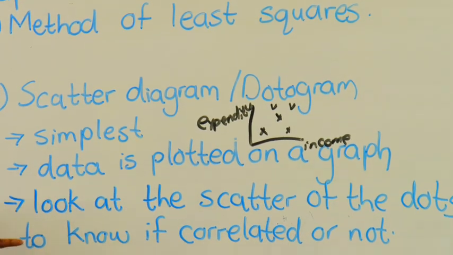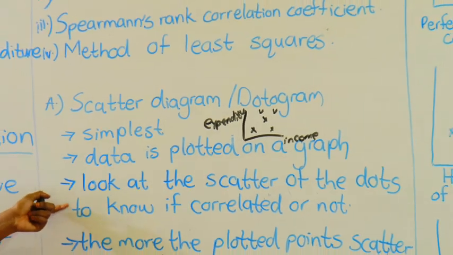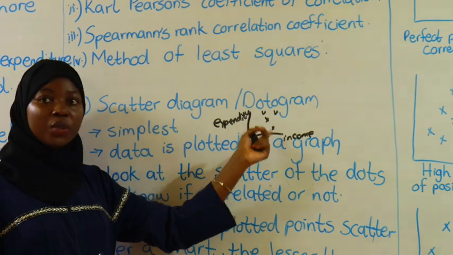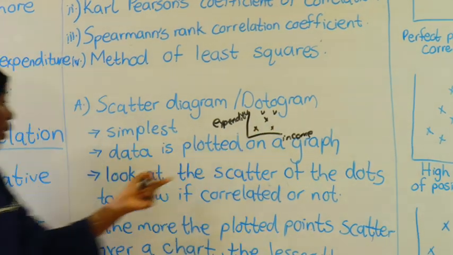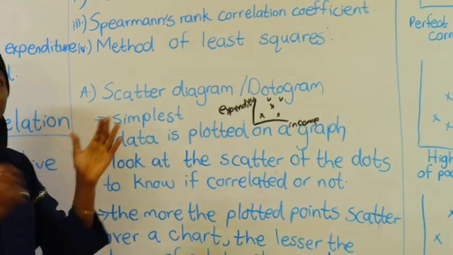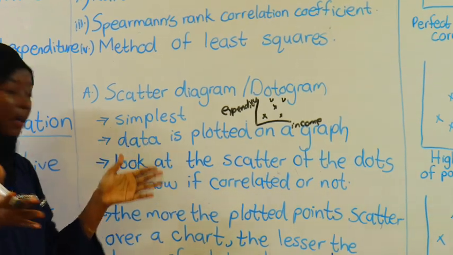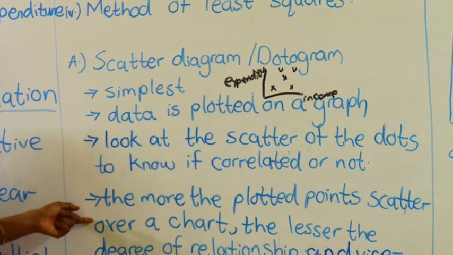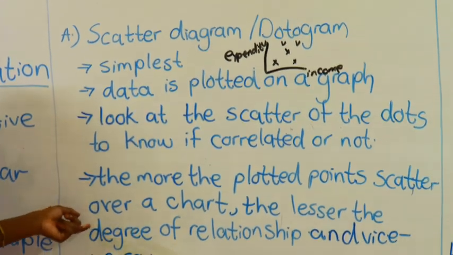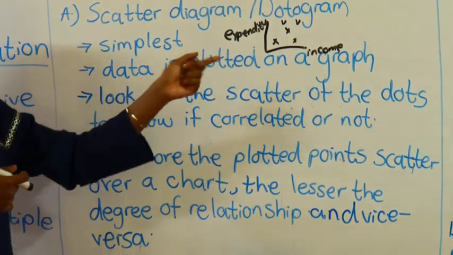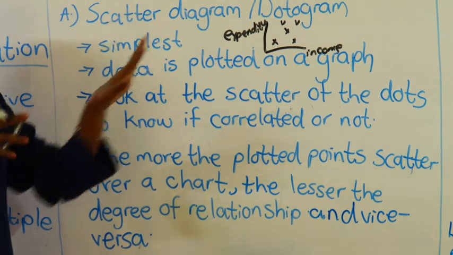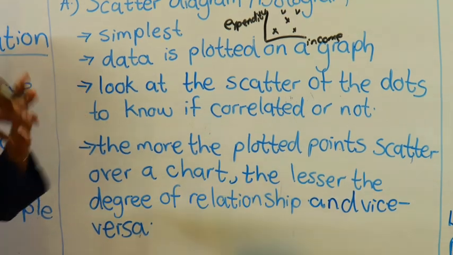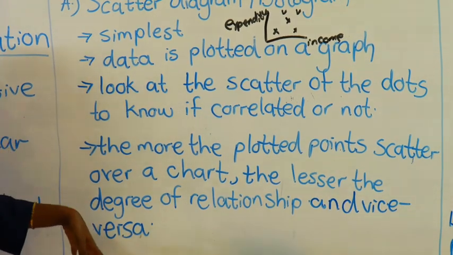After plotting those values, you look at the scatter of the dots to know if they're correlated or not. So these dots, these values you've plotted, that is what you're going to look at. When you look at them, sometimes they may be close together, sometimes they're far apart from each other. Okay? So the more the plotted points scatter over a chart, the lesser the degree of relationship. So when you find the data points far from each other, that means they're less correlated. If they're closer to each other, that means they're more correlated.